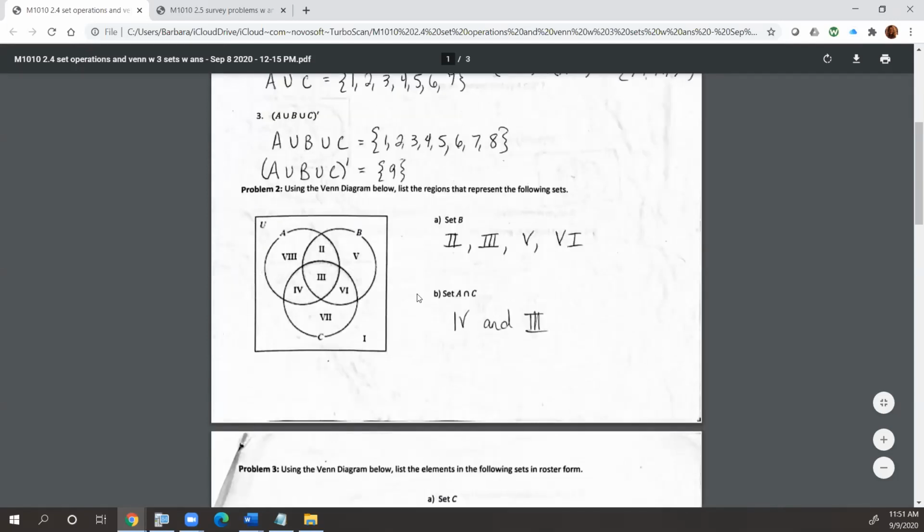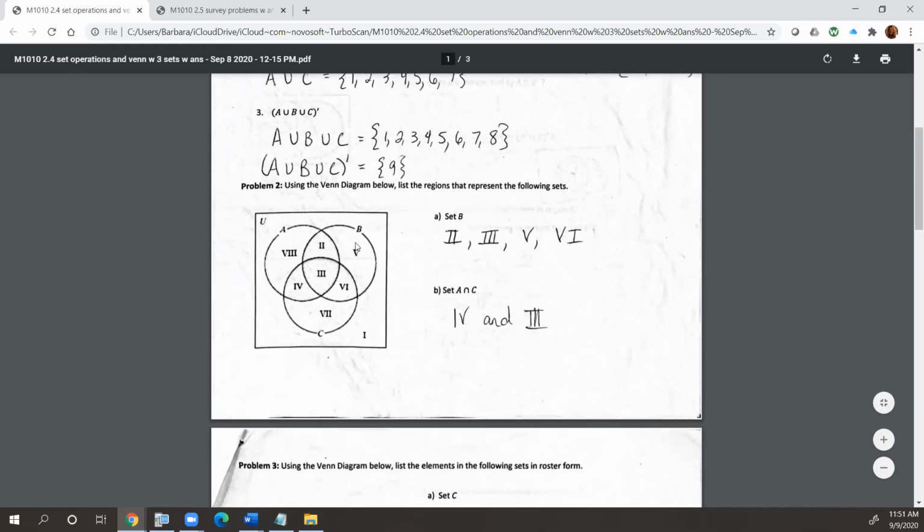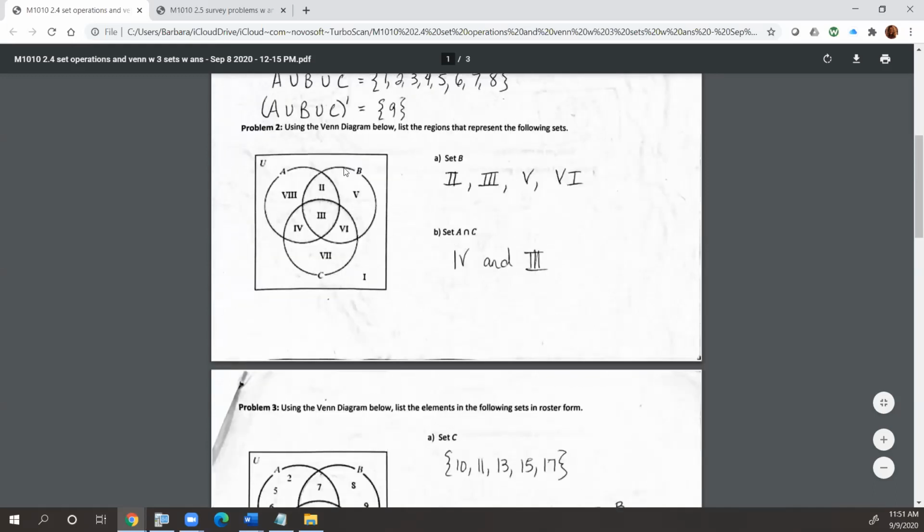In problem number 2, we're going to use the Venn diagram below and then list the regions represented by the following sets. Set B is represented by the regions 2, 3, 5, and 6. Set A intersecting C: we have these two circles, and the intersection of these sets is what's inside, which is 3 and 4.